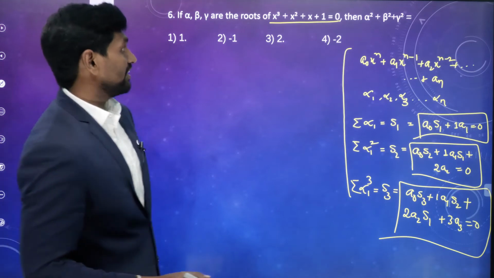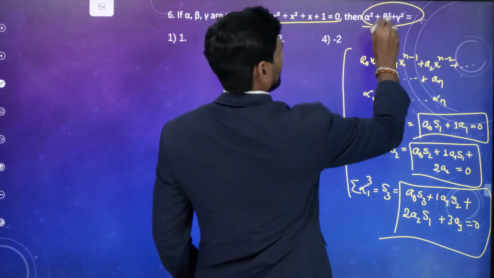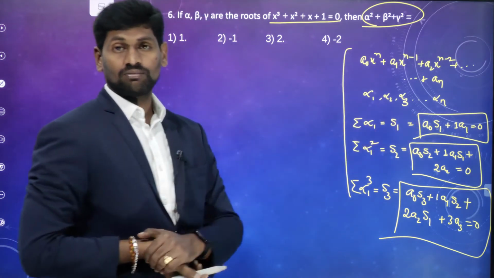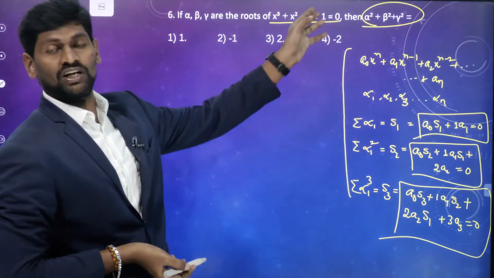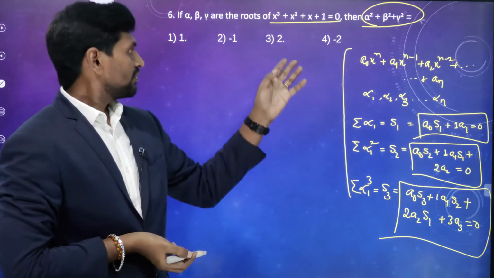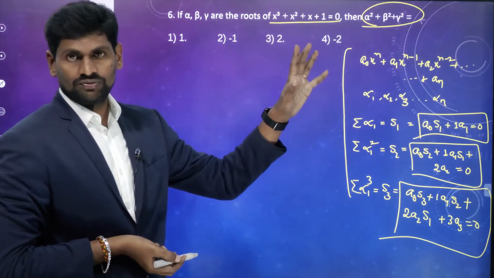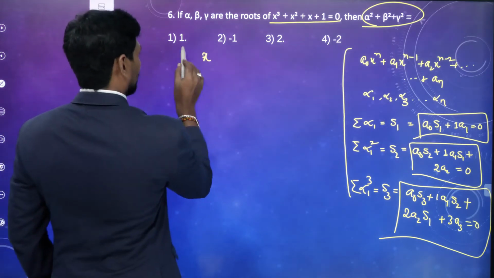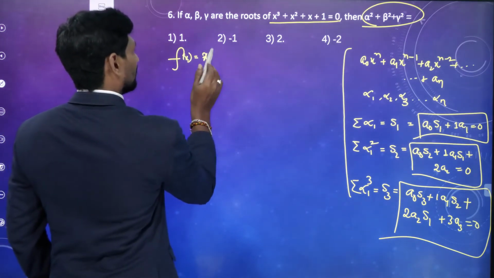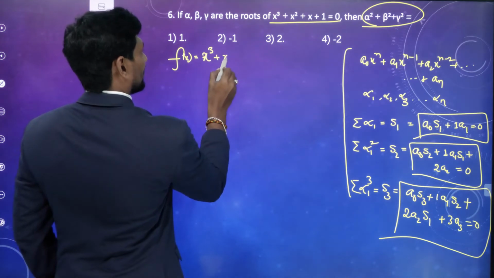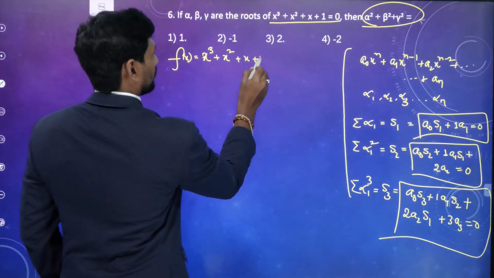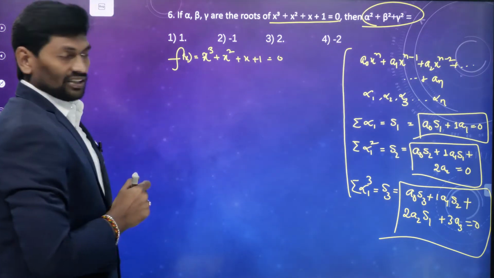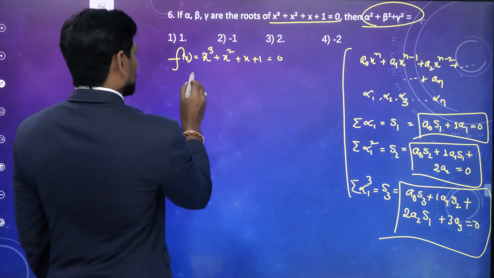Now while you are observing here, we need to find alpha square plus beta square plus gamma square, nothing but sigma alpha square, from the formula sheet. Because it is a cubic polynomial, we have to find the sum of the squares of the roots. Before that, let us find the S1 value. I am writing the given polynomial f of x equals x cube plus x square plus x plus 1 equals 0.